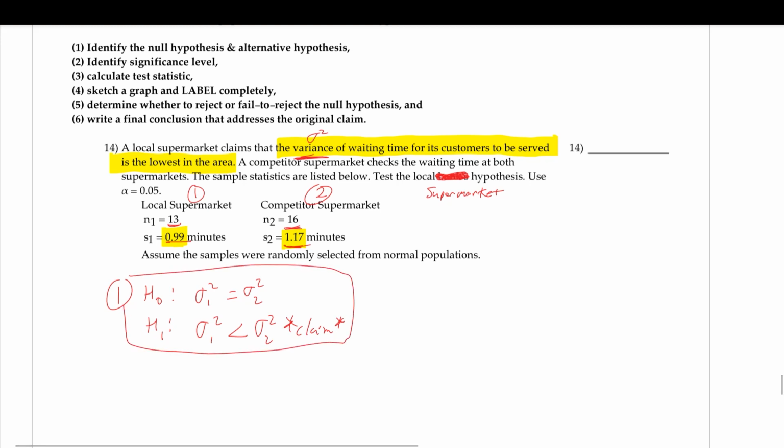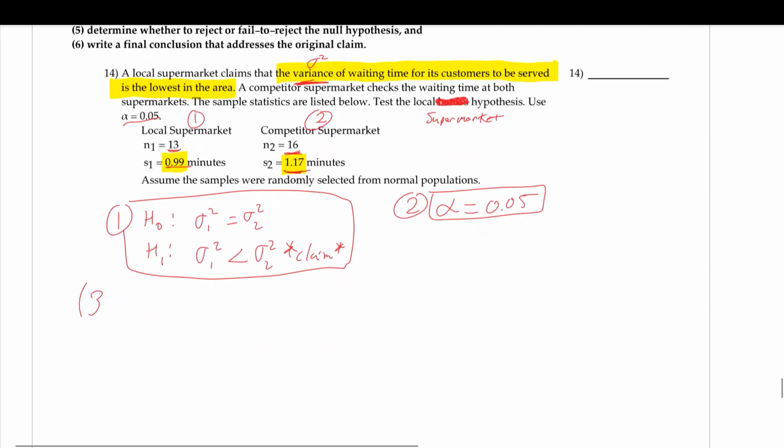This looks like it's going to be a left-tailed test. Step 2 is our significance level. Let's identify that. It looks like it's 0.05. Step 3 is our test stat.